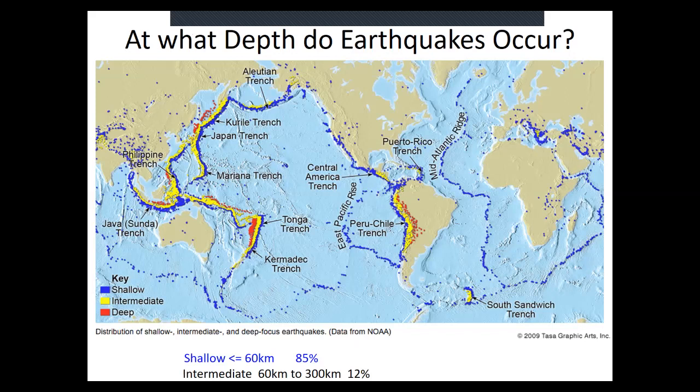So here we have a map of locations of earthquakes, but their depths are color-coded. The blue ones are shallow earthquakes. They occur at depths less than or equal to 60 kilometers. About 85% of earthquakes occur at those depths. Intermediate depth earthquakes are the yellow ones, but it's in black font down here so you can see it on the white. Those are 60 to 300 kilometers depth. That's about 12% of earthquakes. And deep earthquakes are those at depths greater than or equal to 300 kilometers, about 3%.